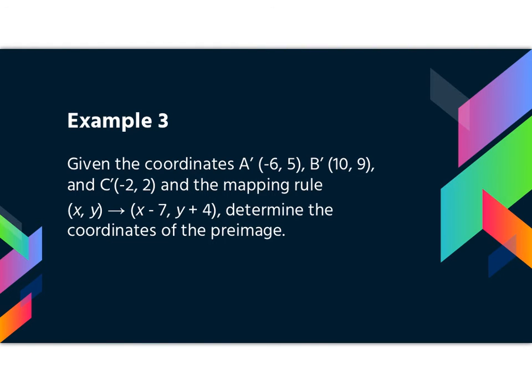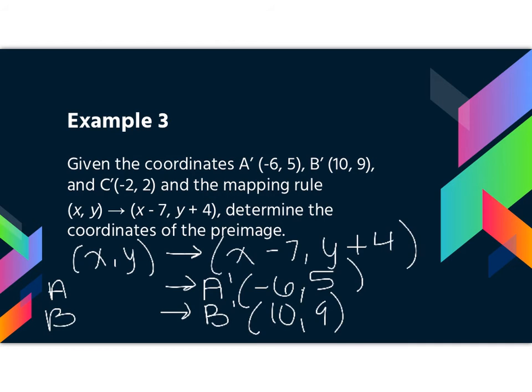For example 3, we're given coordinates for A prime, B prime, and C prime, and the mapping rule. And so we know what we ended with. We know the image. So now we have to figure out the coordinates of the preimage. So how do we work backwards? If you notice, I just wrote the mapping rule, and I was putting a spot for the preimage and how it went to the image coordinates.